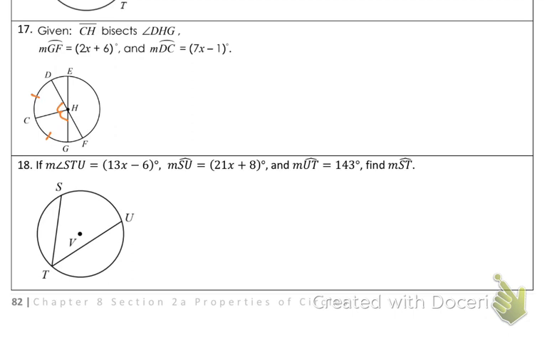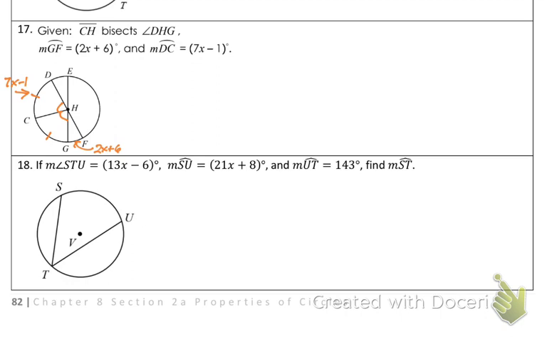All right, then it says that GF, let's find GF is 2x. So right there is 2x plus 6. And it says DC equals... So this is going to be 7x minus 1. Okay, we are supposed to set up some kind of equation for this. Did I get this right? GF is 2x plus... Okay, we're good.